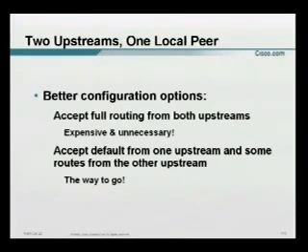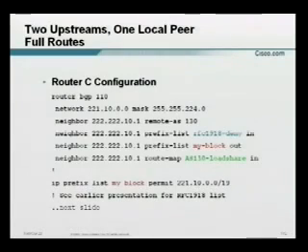Accept the default from one upstream and some routes from another upstream. Amazingly enough, that is the way to do it. If you accept the default from one upstream and some routes from the other upstream, then you'll actually get a really good mix of load sharing. Okay, first we'll look at the full routing table version.